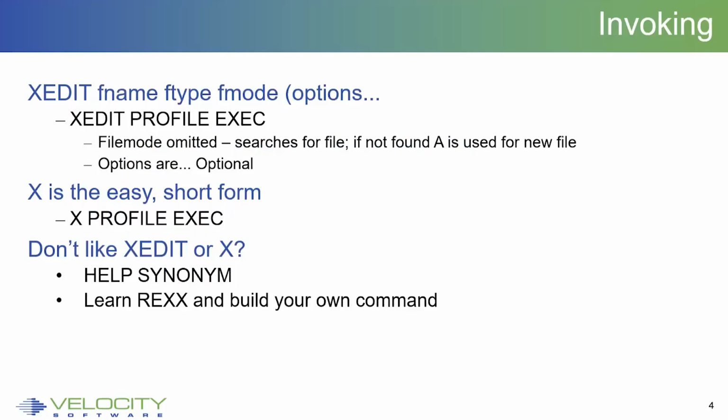The command format is XEDIT with a file name, file type, and file mode, and at least the file name and file type that you want to XEDIT. If you leave off the file mode, CMS is going to do a file search starting at A, whatever's accessed as A, and continue looking to see if it can find it. There are options that you can include on XEDIT. So you can type help XEDIT and see all the different options for the XEDIT command. The short form is what nearly everybody uses, and that's just X.